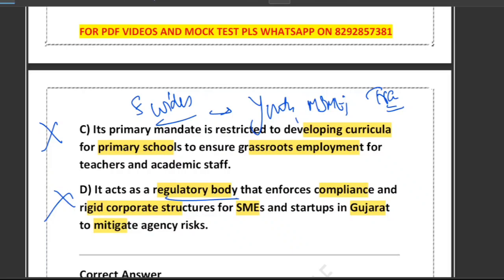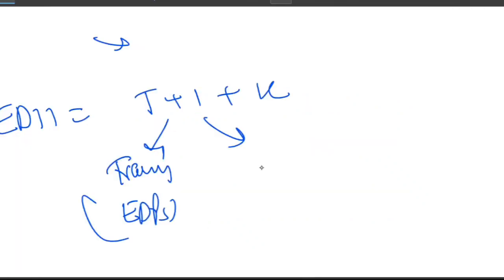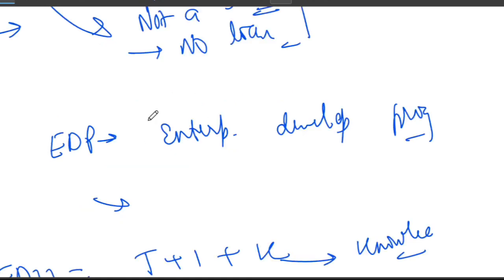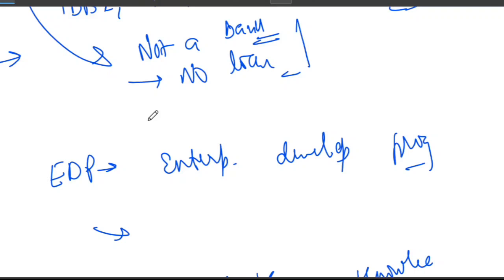The trick to remember is like this. EDII equals T plus I plus K. T means training, like EDP. EDP is a form of training. I means incubation, like the Cradle incubation program I have mentioned. And K is knowledge, like global research and dissemination. Remember, EDII builds entrepreneurs, not balance sheets. It was established in 1983, promoted by IDBI, IFCI, ICICI, SBI. Its role is training, incubation, research, and global cooperation. It does not give loans. It is based on resource-based entrepreneurship theory.